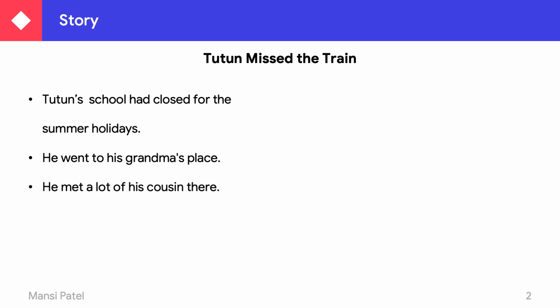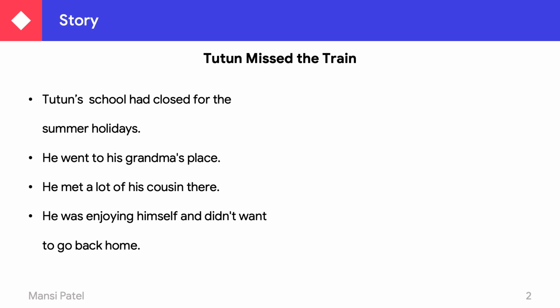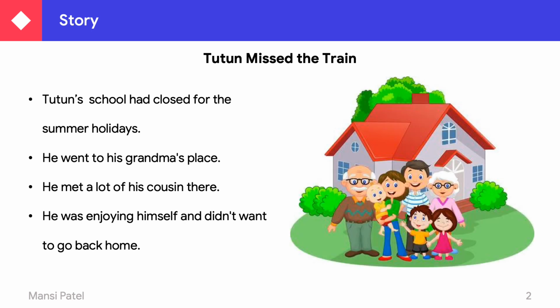He met a lot of his cousins there. In the summer vacation, all the cousins of Tutun went to their grandma's place. So there they all meet each other. He was enjoying himself because in the summer holidays he doesn't want to go to school, and he enjoyed a lot and did not want to go back home. So you can see here how he enjoyed himself at his grandma's place.